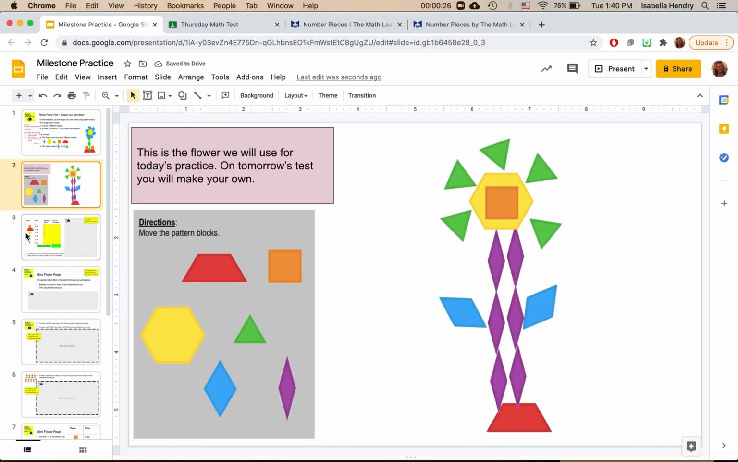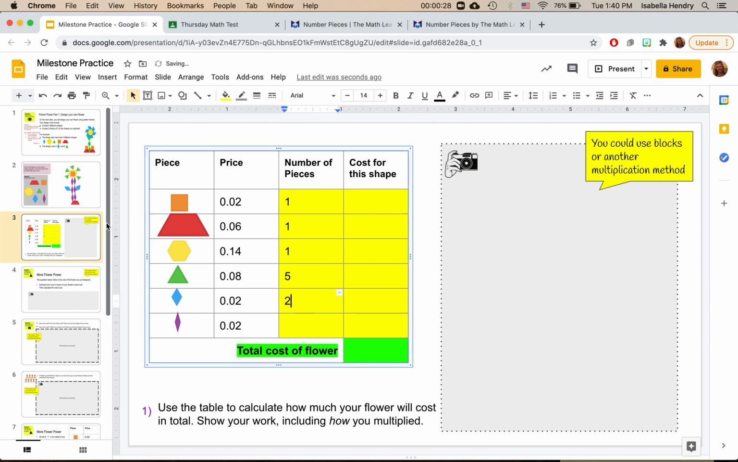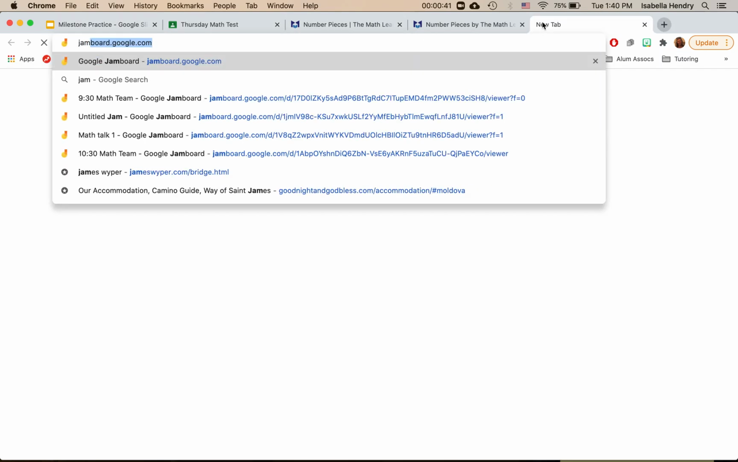And there are 2 blue trapezoids. And there are 1, 2, 3, 4, 5, 6 purple diamonds. Okay. So the next thing I'm going to do, I'll show you on Jamboard, but you can use paper or the block app, and I'll show you both ways. So imagine this is my paper.